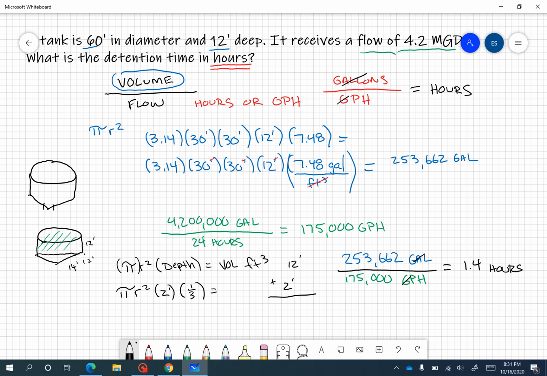So, like I said, all detention time problems are pretty much the same. Calculate the volume of the tank or the digester or the pond, whatever. Calculate that in cubic feet, convert it to gallons, and then you have to convert your flow to gallons per whatever unit of time they want their detention time in. It may be days, it may be hours, it may be minutes, but you have to convert that flow to that unit of time. So don't forget to do that.